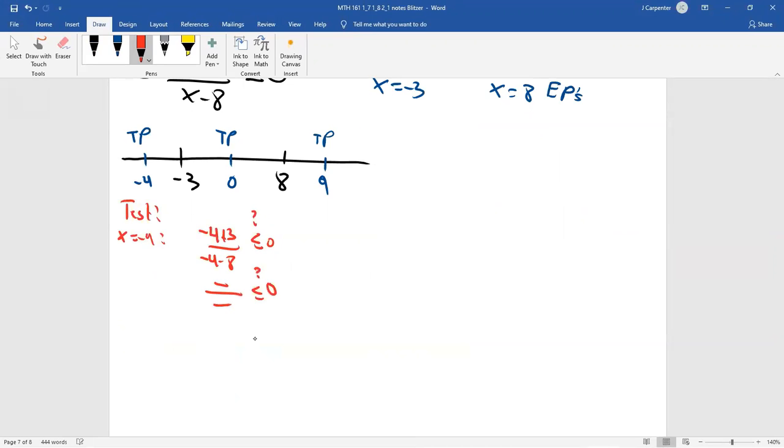So is a negative divided by a negative less than 0? Well, a negative divided by a negative is a positive. And positives are not less than or equal to 0, which means we will not shade the region with the negative 4. We will not do this. This would be wrong.